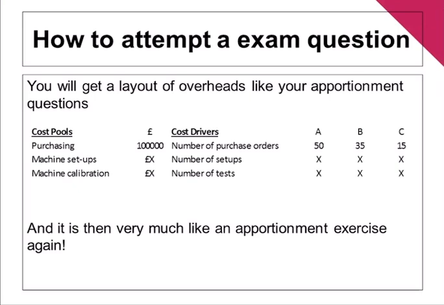And then we've got the drivers rather, so we've got the number of purchase orders, number of setups, number of tests, and each one of those is in essence helping you to allocate and apportion that purchase cost of 100 grand across three products. So we've got three products there, A, B, C, and we know how many purchase orders happened for each product, and as we've got 50 purchase orders, we know roughly a basis by which we can apportion the 100 grand.